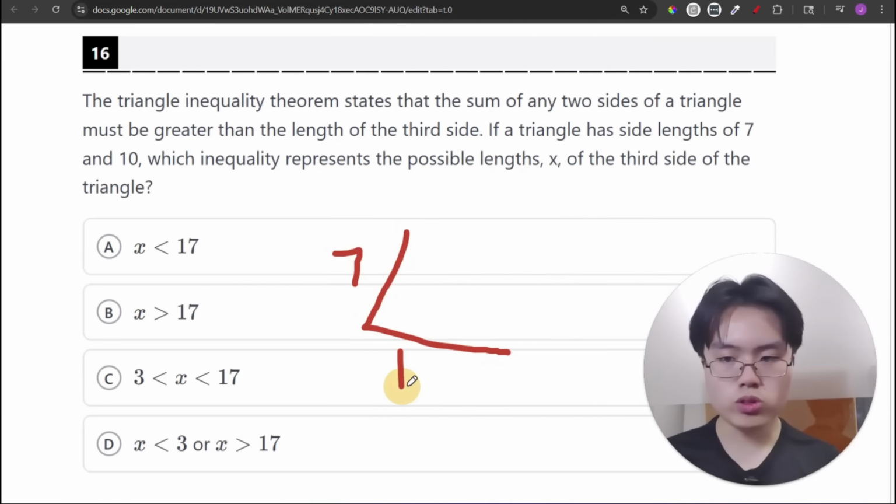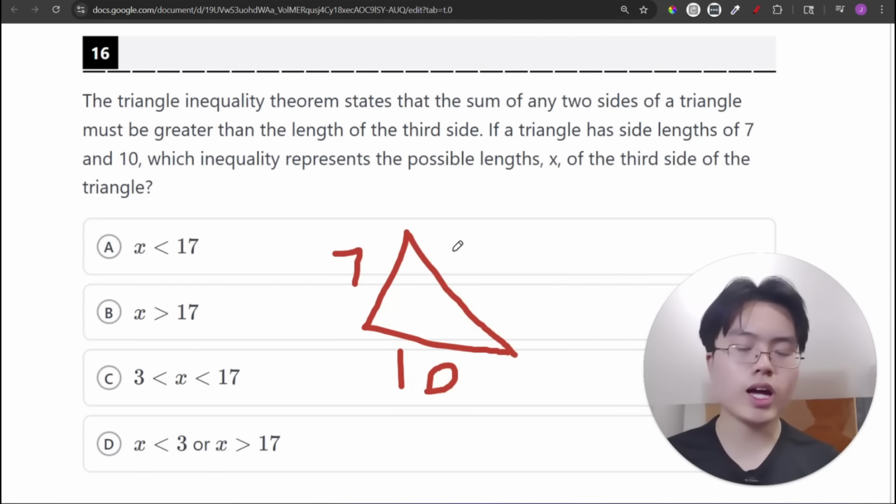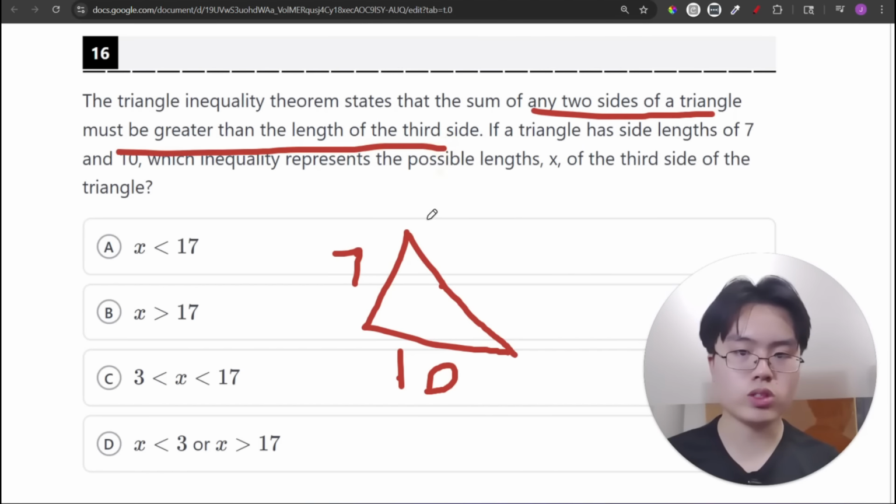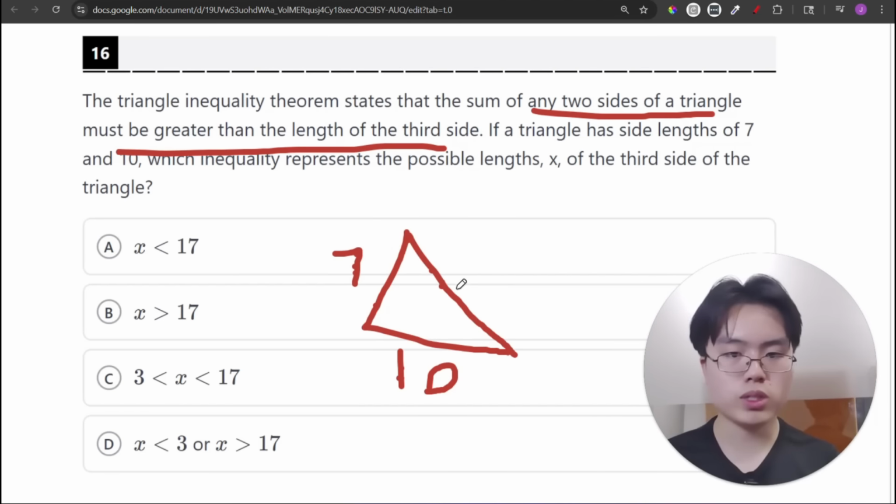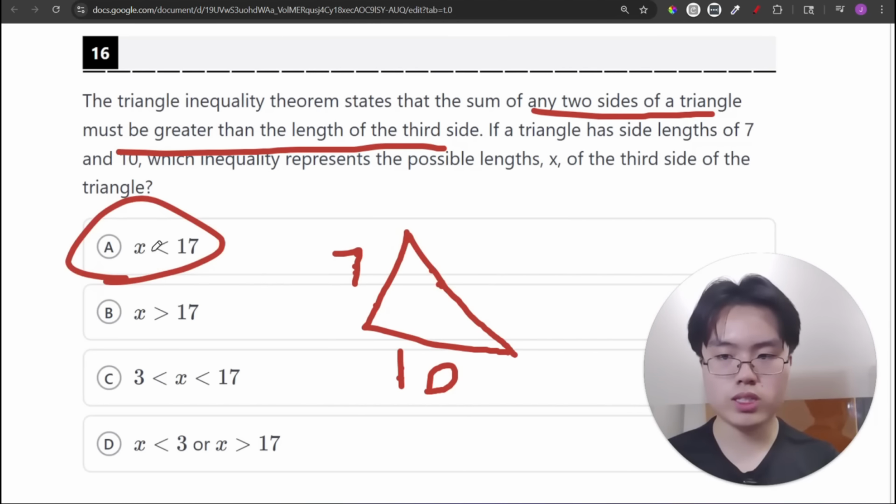And most of you, at least watching this video, probably thought it has to be a number less than 17. Because 7 plus 10, any two sides of the triangle, must be greater than the length of the third side. So basically saying, if I add up two sides of the triangle, 7 plus 10, that must be greater than the third length. So this third length can't be 17 or greater. It has to be a number less than 17.